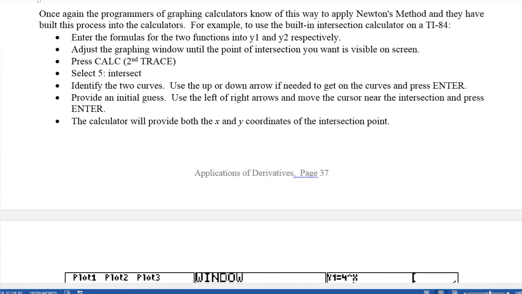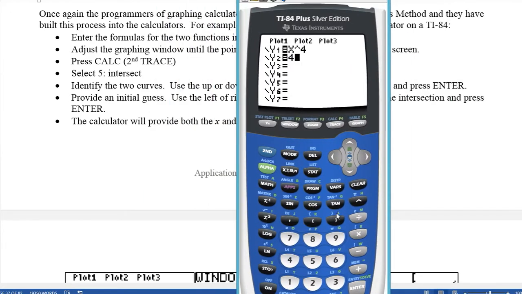So let me see if I can do that on this one here. Okay, so I need x to the fourth and 4 to the x. And let's just do a zoom standard and start with that and see what happens. Can we see the point of intersection over here? Well, it's on the screen. Yeah, we can sort of see it. It's right in there. So what you do is you go second trace, which is calc. We want to choose number 5, which is intersect. So I can either arrow down and hit enter, or I could just press number 5 here.